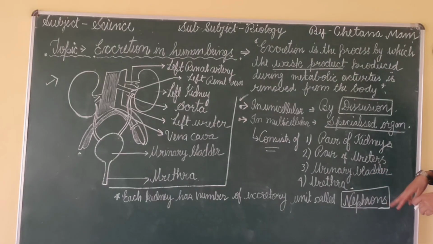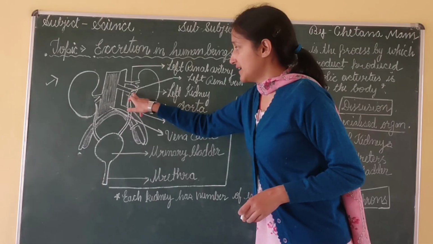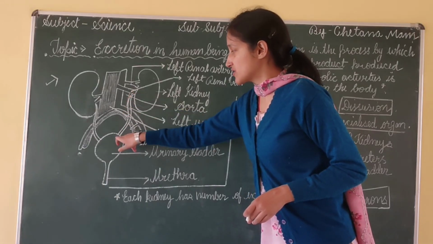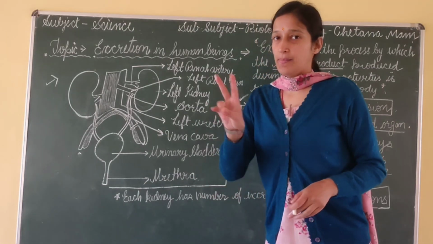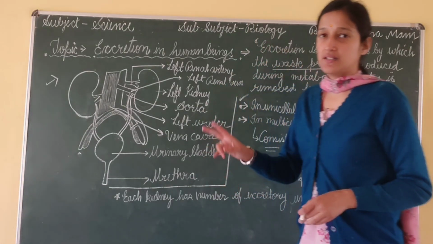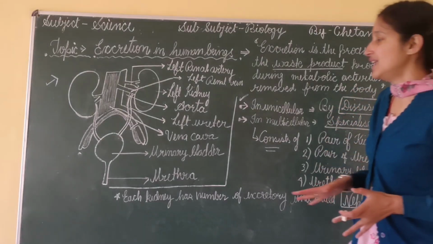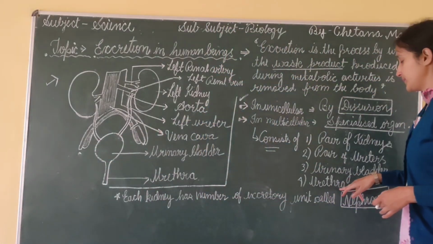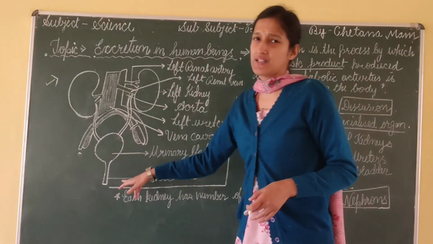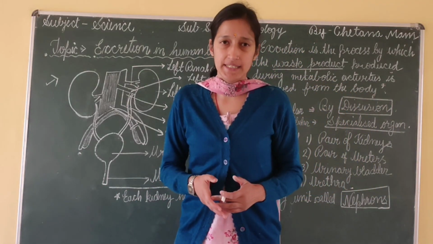Number two, a pair of ureters, the tube-like structures which are attached to both the kidneys. Pair of ureters means the number will be 2. Now the third one, urinary bladder. A single bladder which is known as the urinary bladder, and then the last one is the urethra. It is very simple to understand the working of the kidney.